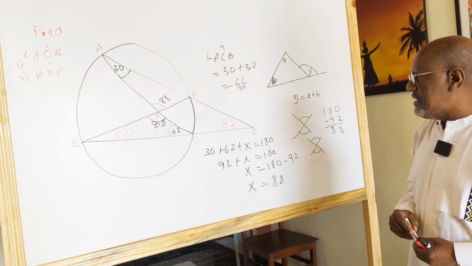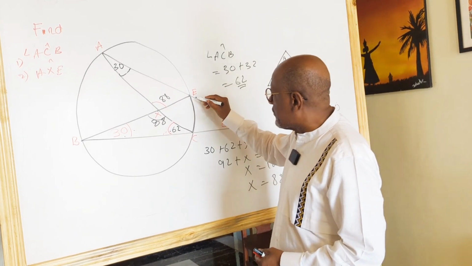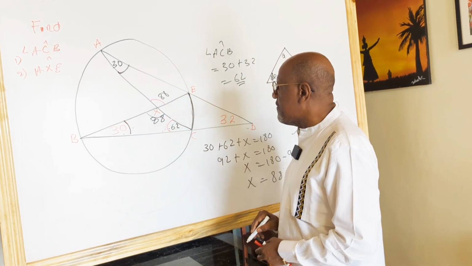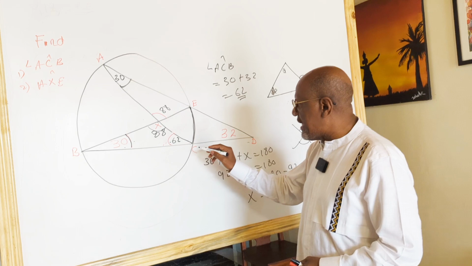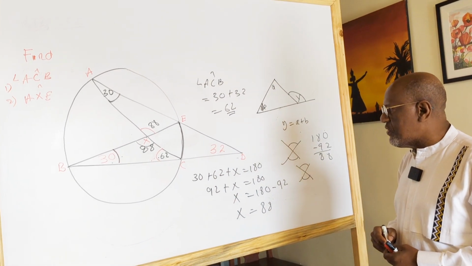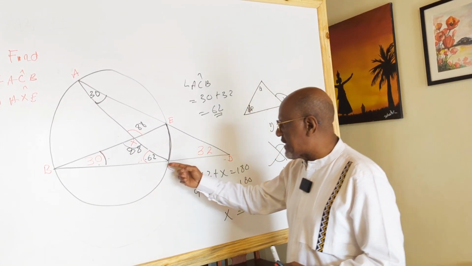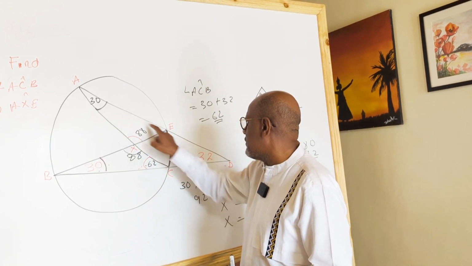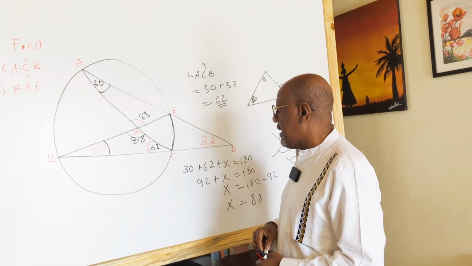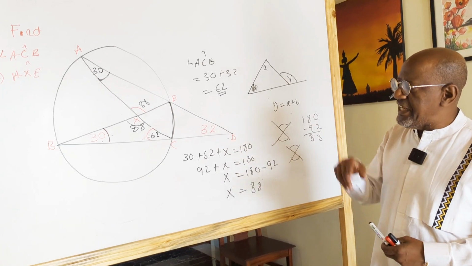So I'll just review the facts we've used. One is that angles in the same segment of the circle are congruent. That is, this angle must be equal to that angle. The second fact we use is that if one side of a triangle is extended, the exterior angle is equal to the sum of the two interior opposite angles. So this side is extended, and the exterior angle will be equal to the sum of the two interior opposite angles. So that's 30 plus 32, 62. So we use those two facts to solve our problem, that is, to find ACB and AXE.